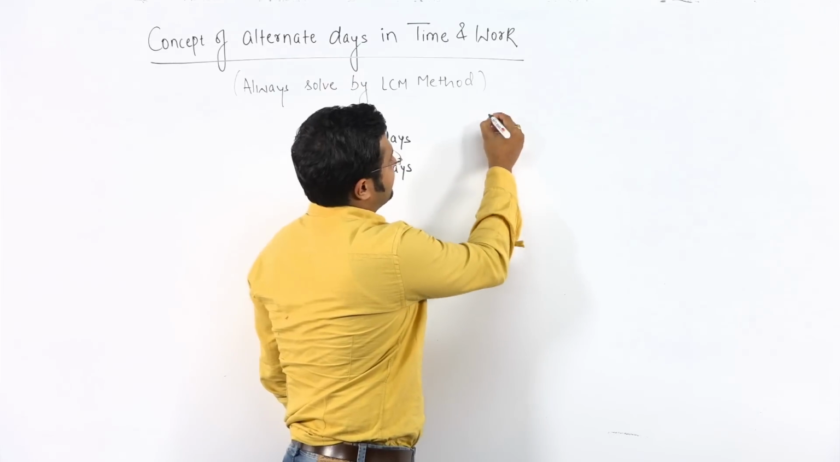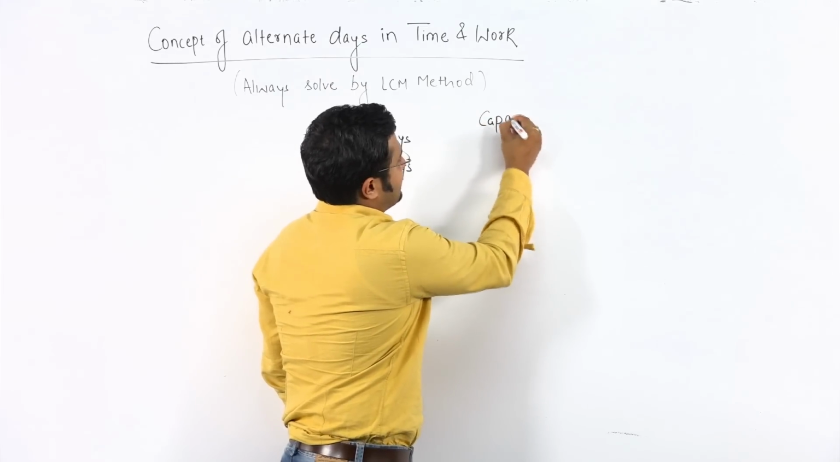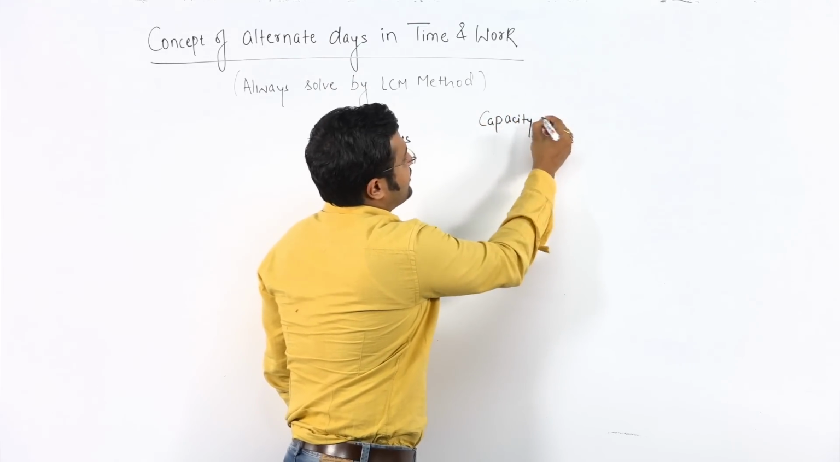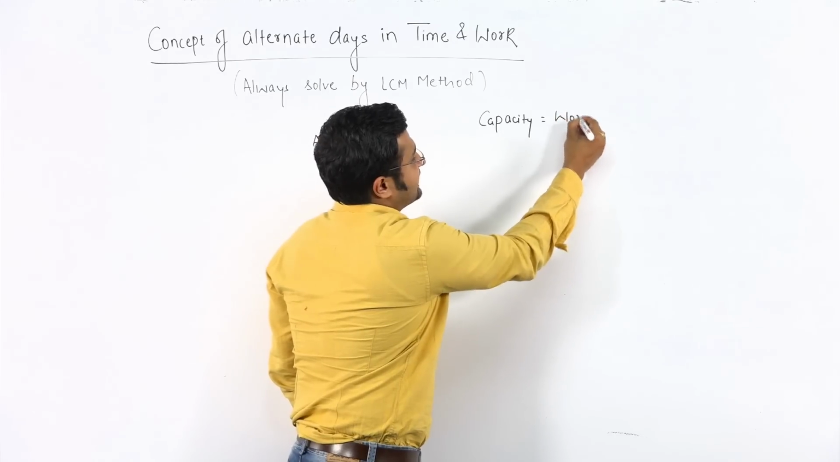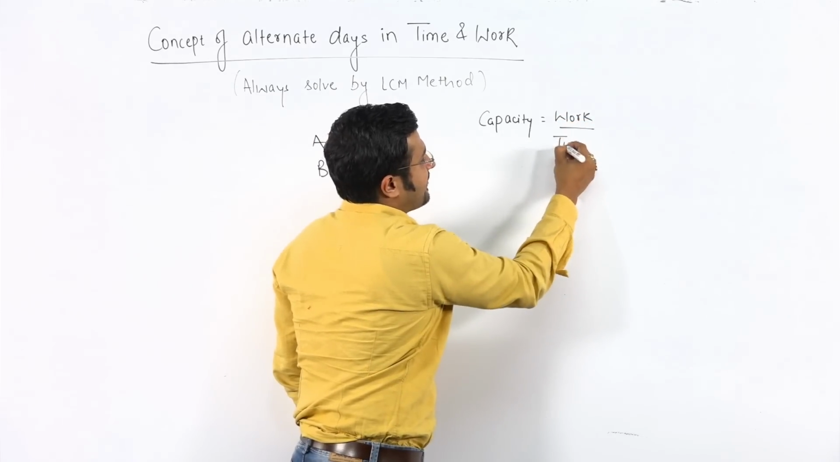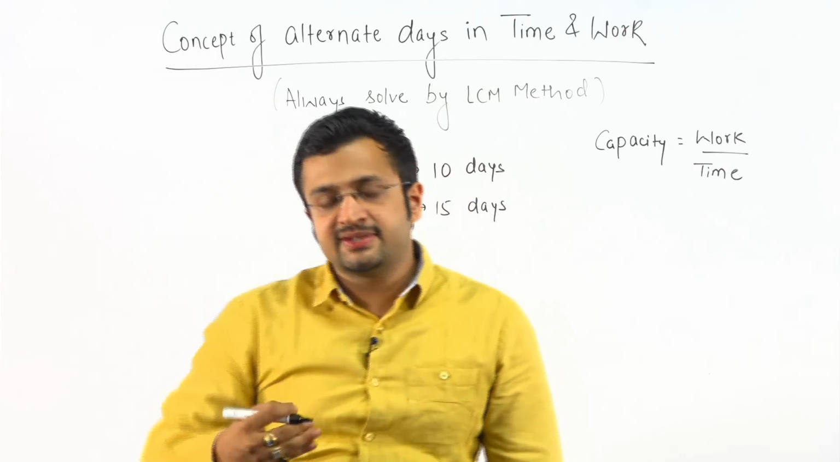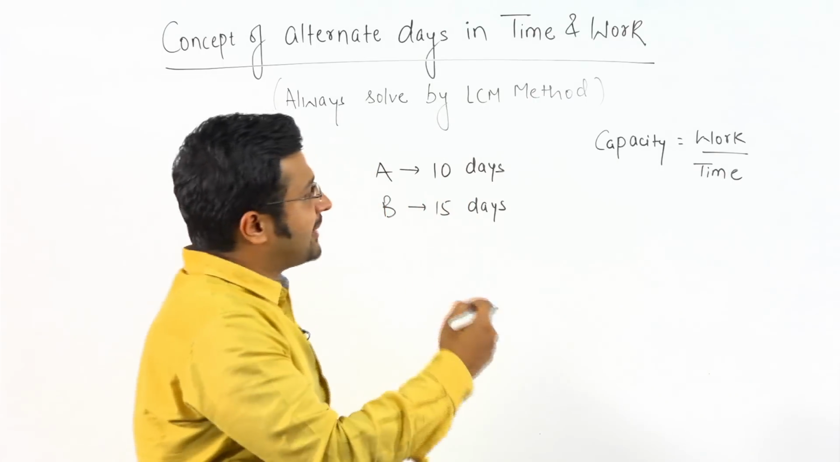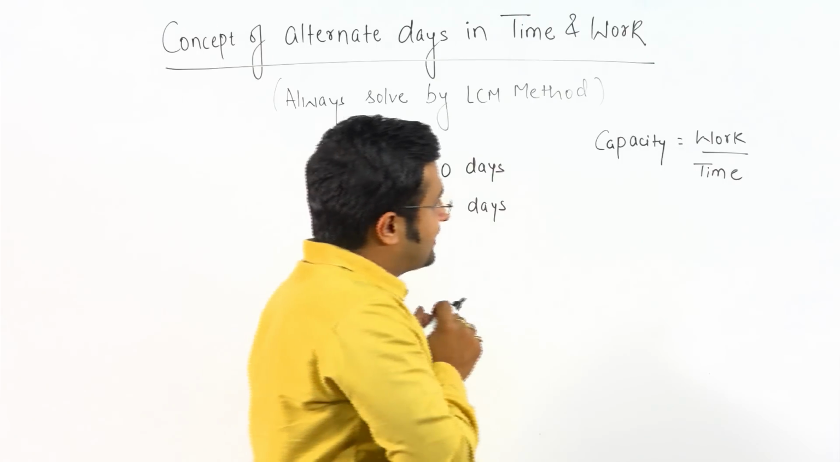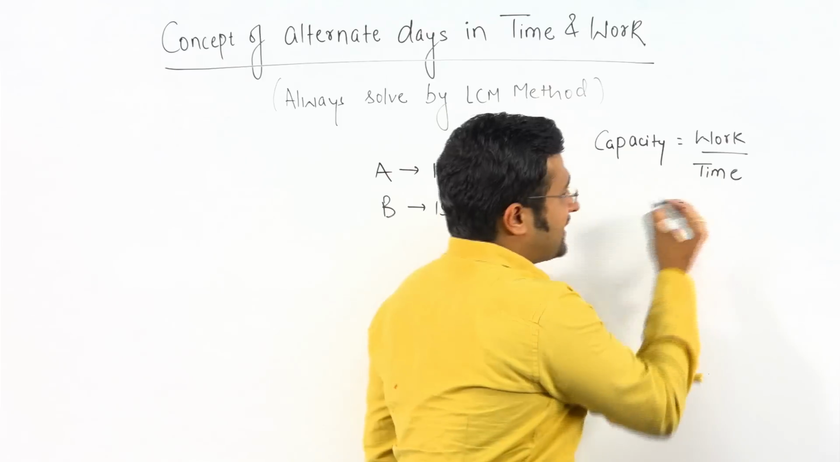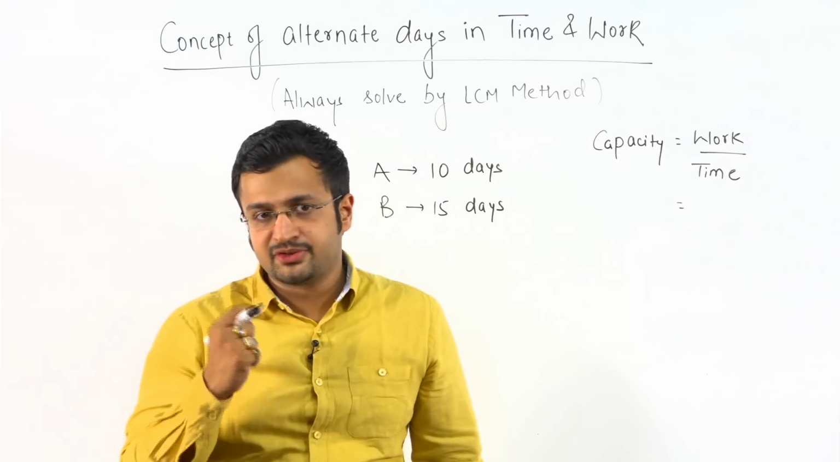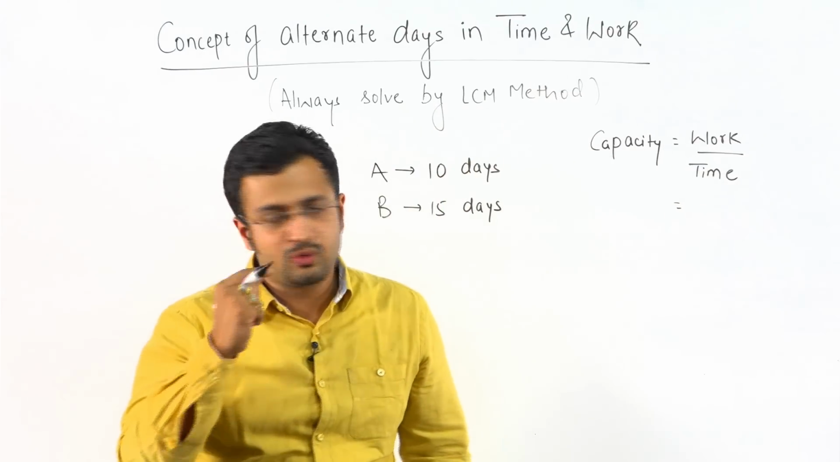The basic formula is capacity of a person is always work upon time. The strength or capacity or efficiency of a person is always work upon time. What is work? If work is not given, we will assume that work is equal to 1.